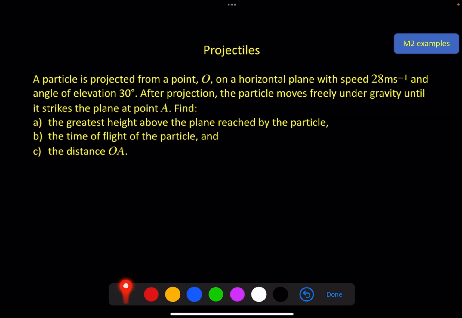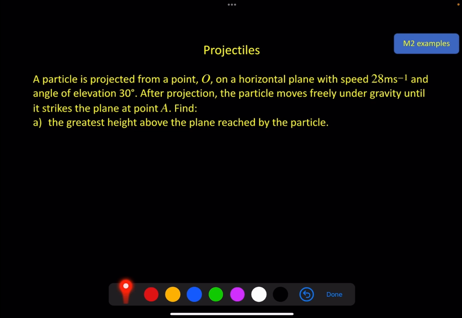So here we go. A particle is projected from a point O on a horizontal plane with speed 28 and angle of elevation 30, that's what we did in the starter question. After projection, the particle moves freely under gravity until it strikes the plane at point A. Find these three things: the greatest height above the plane, the time of flight, and its distance from the starting point to the point it hits the plane again. I'm going to do each of these on a separate screen.